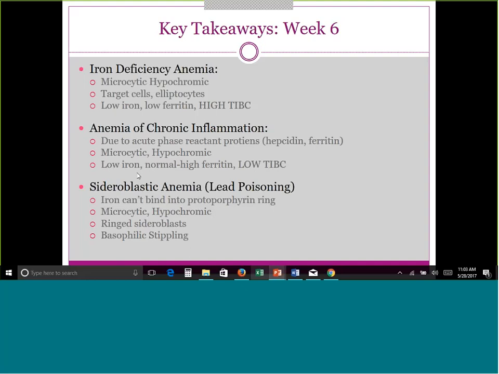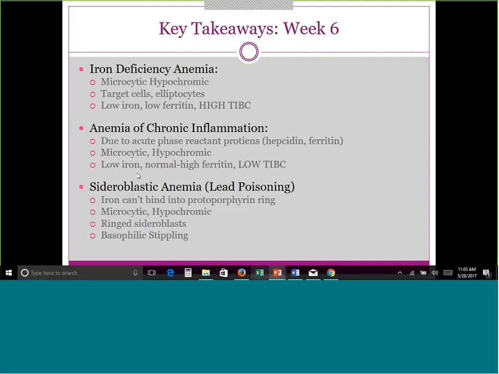We really learned these 3 anemias: iron deficiency, anemia of chronic disease, and sideroblastic. All 3 were pretty much microcytic hypochromic anemias. So they kind of all are gathered in that category because as we've learned, we categorize our anemias according to the red blood cell indices, MCV, MCH, and MCHC. So make sure you still know how to calculate those indices, interpret those indices.